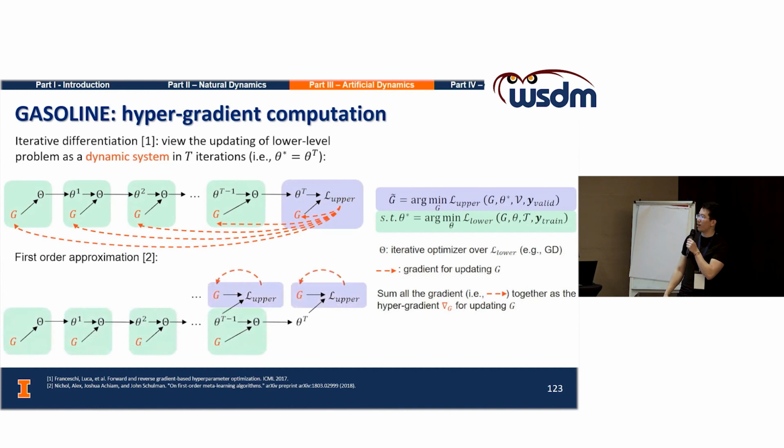So we apply a famous trick named the first-order approximation. We drop those terms containing the Jacobian matrix, and we directly use the gradient from the upper-level problem with respect to the graph data G, and use it as our gradient to update the graph data itself.